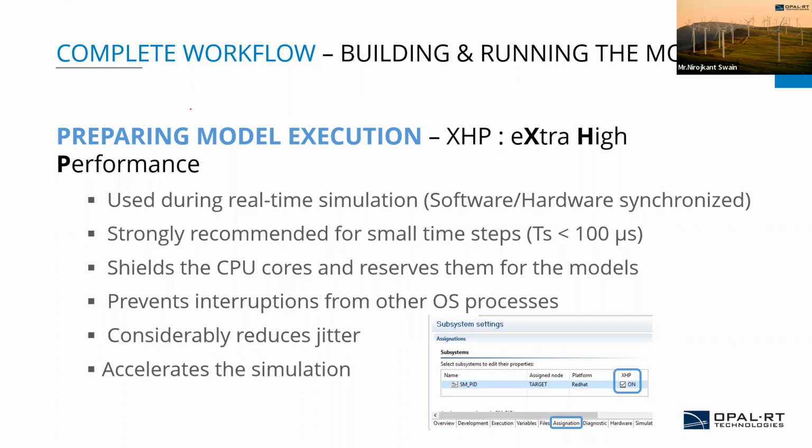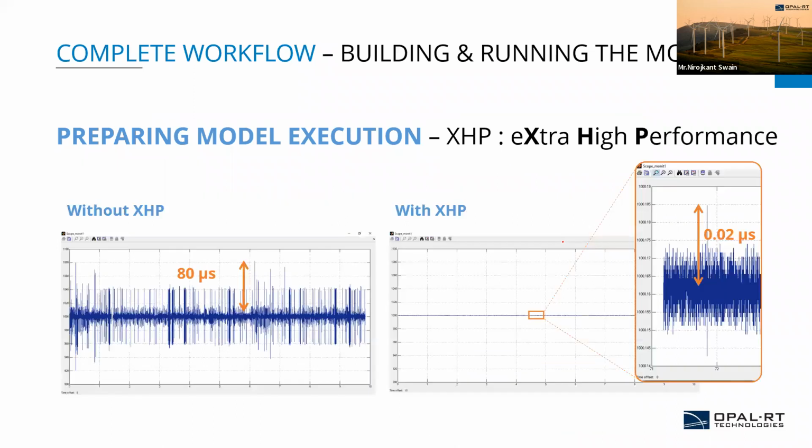And here is one option. You always need to check this XHP, extra high performance, so that it will reduce your jitter. Without XHP, your jitter is like this, 80 microsecond. After using XHP, your jitter will be reduced to 0.2 microsecond.